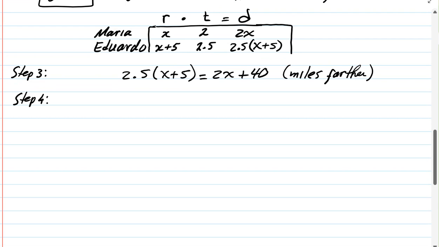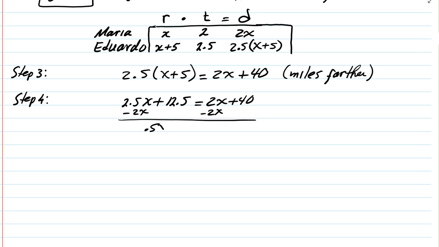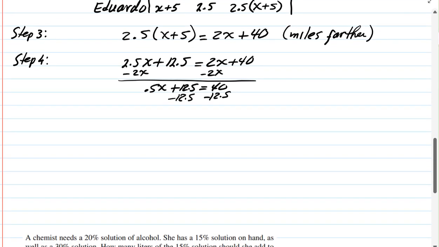And that will be step 4. So how are we going to solve it? We're going to distribute 2.5 times x. 2.5 times 5 is 12.5. And this is going to be 2x plus 40. And let's see, subtract 2x from both sides. If I subtract 2x from both sides, we're going to get half an x plus 12.5 equals 40. We then subtract 12.5 from both sides.